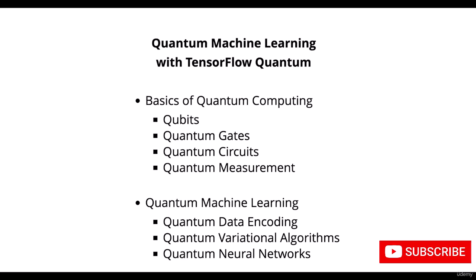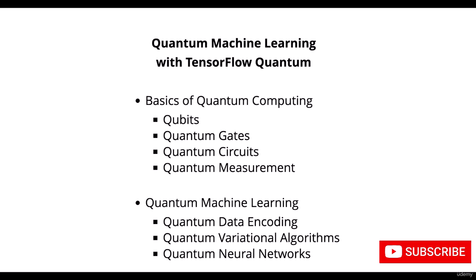The first one, basics of quantum computing. We have qubits, or quantum bits, which are the fundamental units of quantum information, analogous to classical bits. Unlike classical bits, which can be either 0 or 1, qubits can exist in superposition states representing a combination of both 0 and 1 simultaneously.